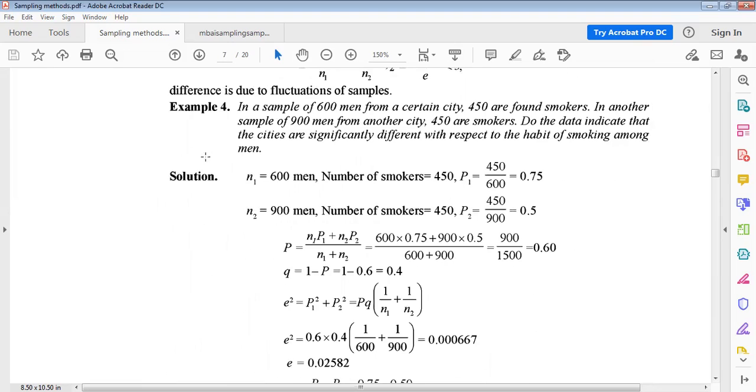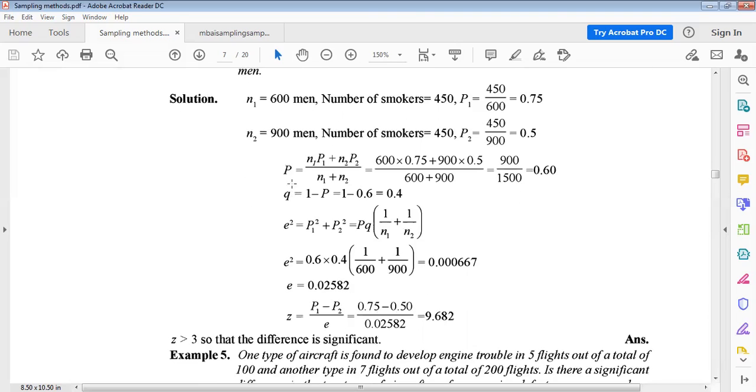Suppose example 4: in a sample of 600 men from a certain city, 450 are found to be smokers. In another sample of 900 men from another city, 450 are smokers. Do the data indicate that the cities are significantly different with respect to the habit of smoking among the men? That means n1 is the first sample, total number of men, and the number of smokers is 450. That means P1 equals 450 divided by 600, 0.75. First probability. n2 will be the second sample, 900, and P2 will be 0.5.